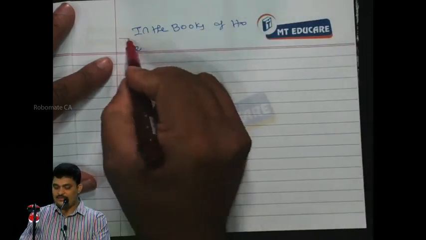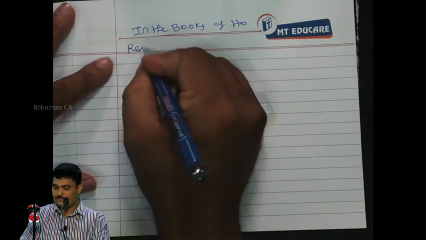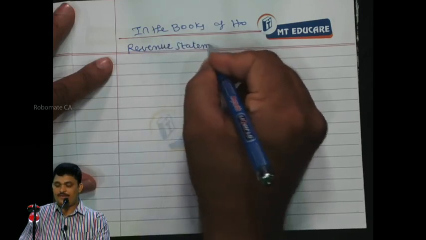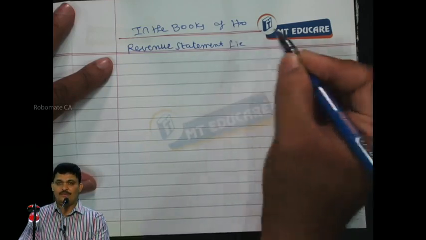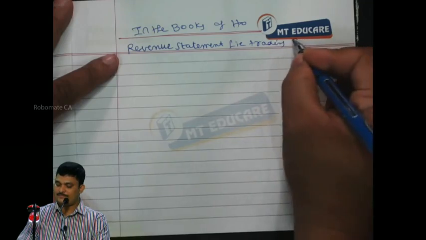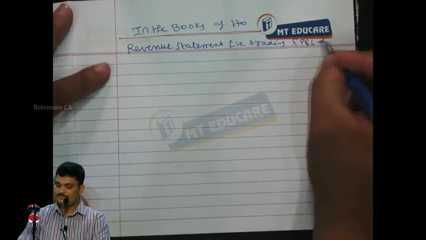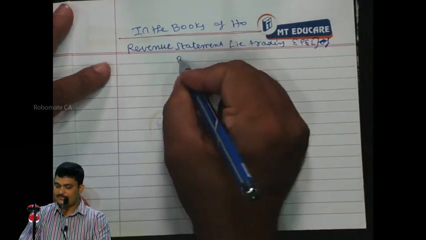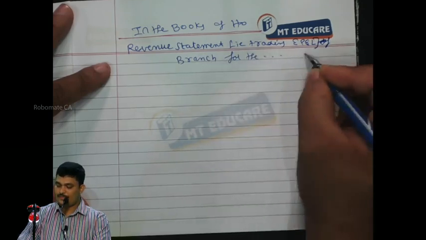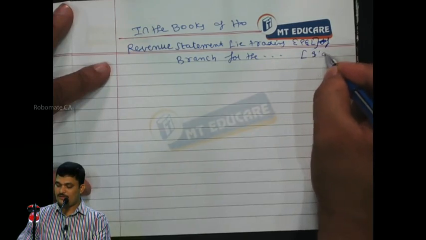In the books of head office, revenue statement, that is trading and P&L of branch. It is dollar in thousands.